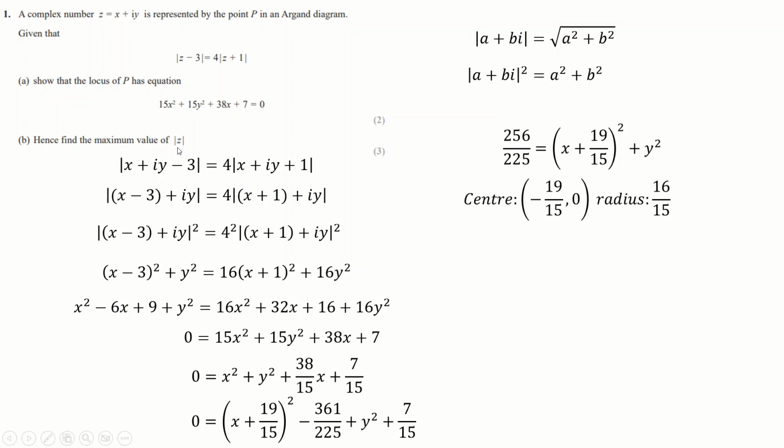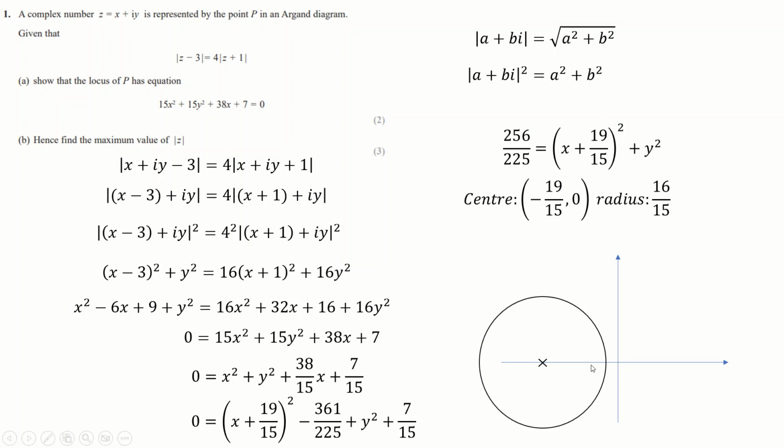Now find the maximum value of the modulus of z. We'll just draw a picture, right? This has center minus 19 over 15, 0, which is over there somewhere, and radius a little bit less than where the center is. So the circle doesn't quite reach the origin. That's kind of irrelevant though, because of course where the modulus is going to be biggest is when you're furthest away from the origin. And the furthest away from the origin on this circle is of course here.